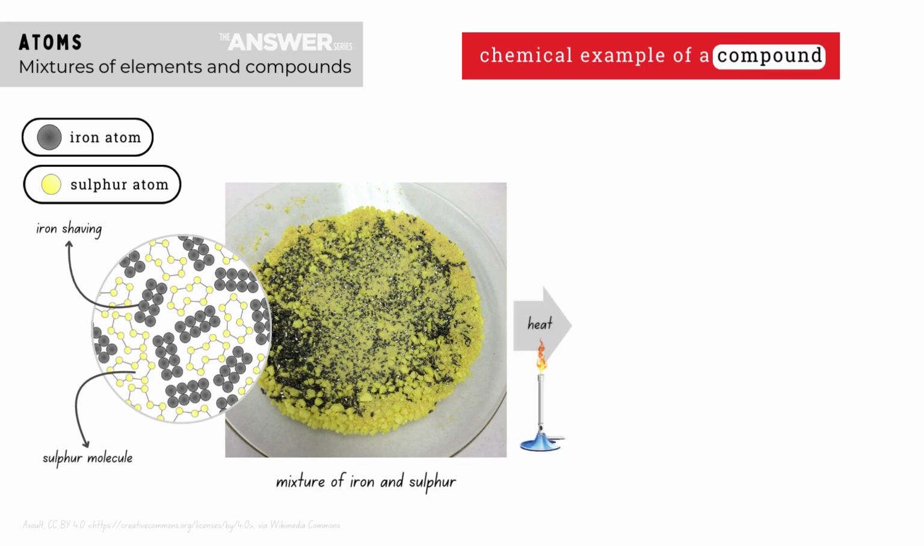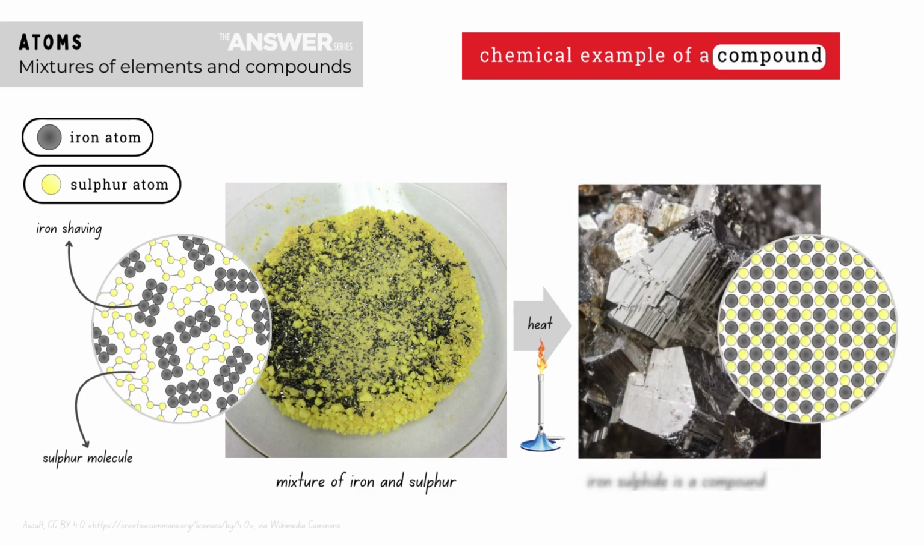If, however, the iron and the sulfur were heated together, then they would have undergone a chemical reaction and formed a completely new compound called iron sulfide. And this iron sulfide now has completely different properties compared to the iron and the sulfur that we initially put together. This new compound iron sulfide is no longer magnetic, and therefore we can't separate it back into iron and sulfur by any physical means like using the magnet.